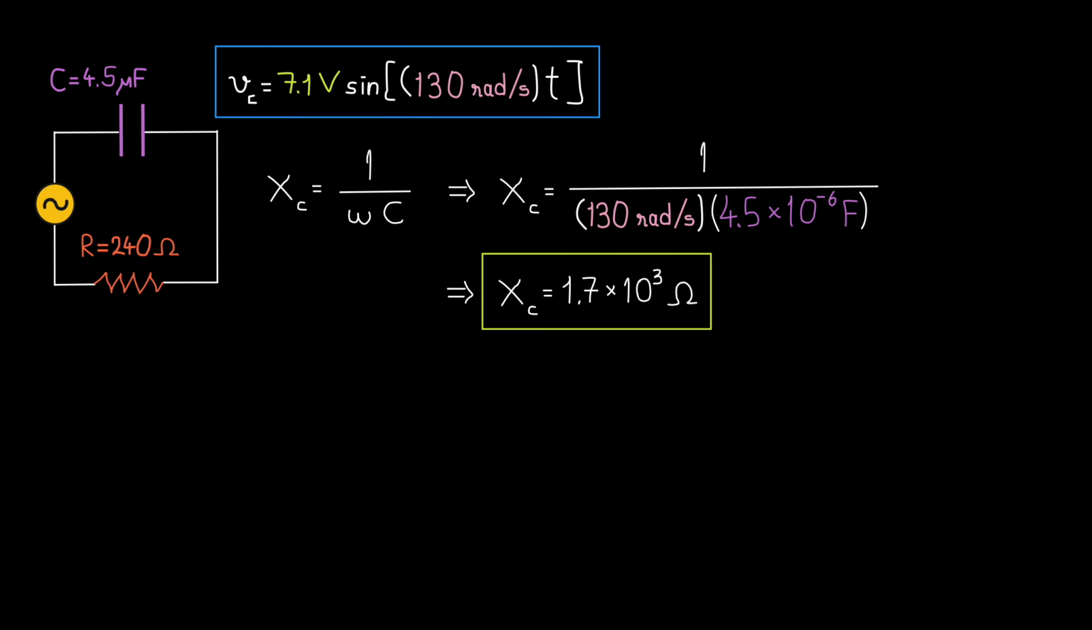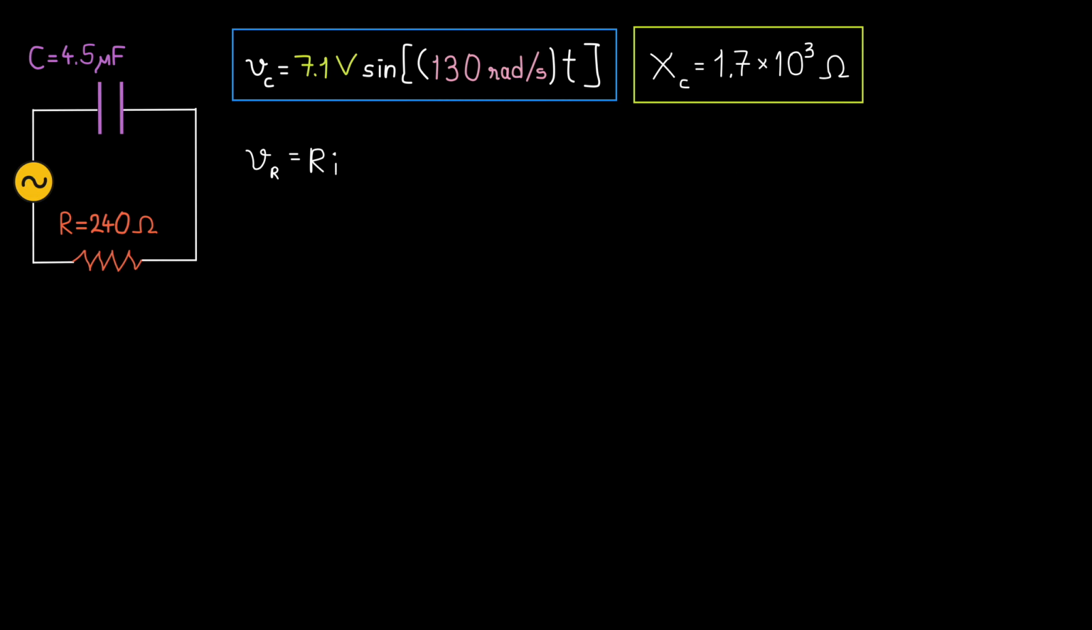After the numerical substitution, we get X sub C equals 1.7 times 10 to the third ohm, or 1.7 kilohm. Note that the capacitive reactance or also inductive reactance both have the same unit as the resistance, which is ohm. Now let's calculate the potential across the resistor as a function of time.